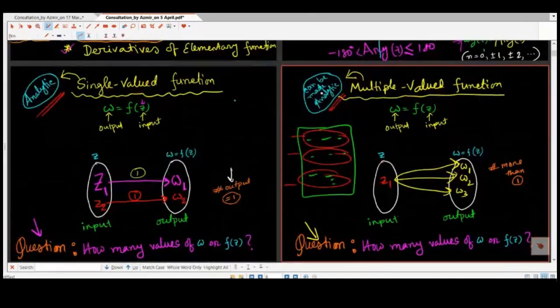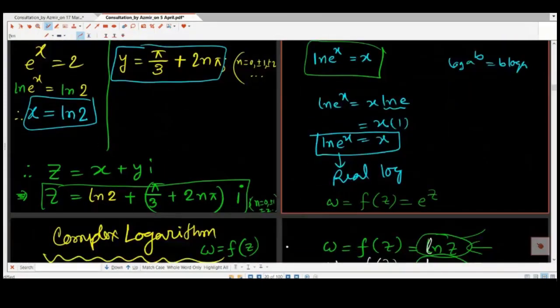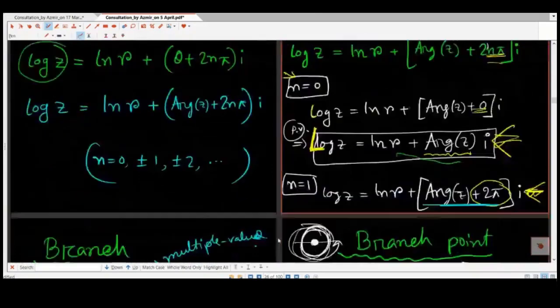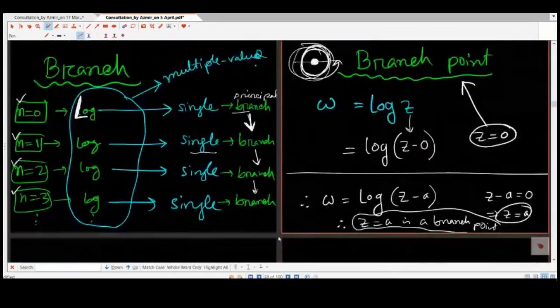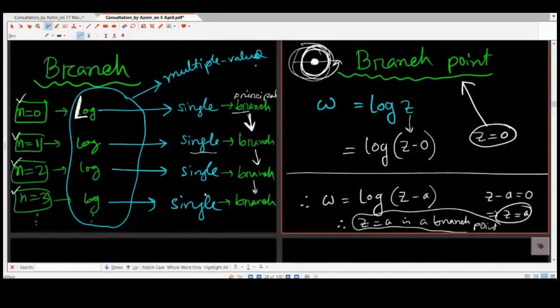Multiple valued functions are not analytic but can be made analytic. But single valued functions are analytic. So using this concept, we can understand that all branches are single valued functions. Therefore, all branches are analytic.